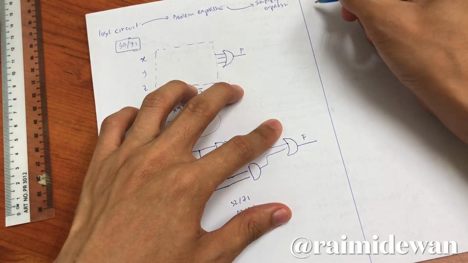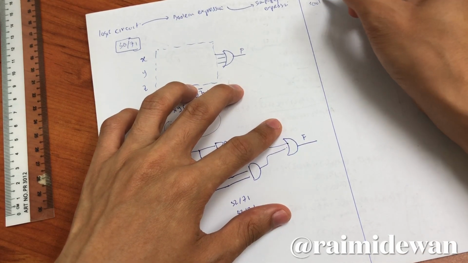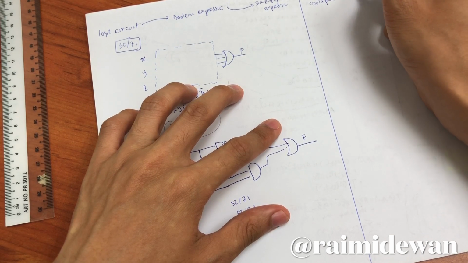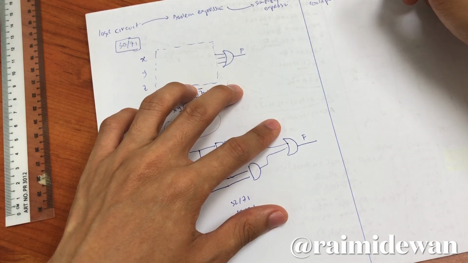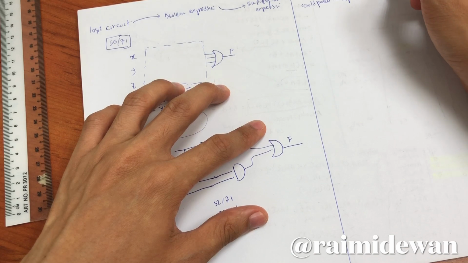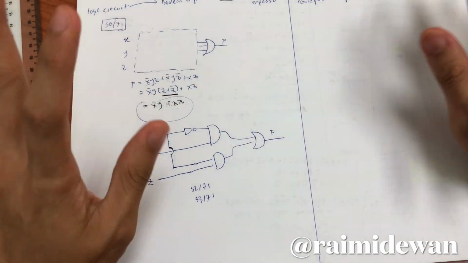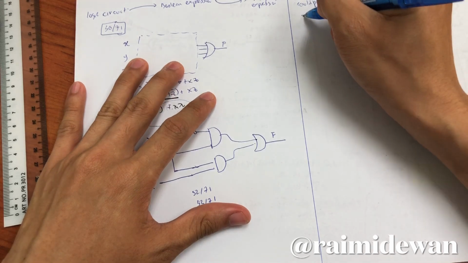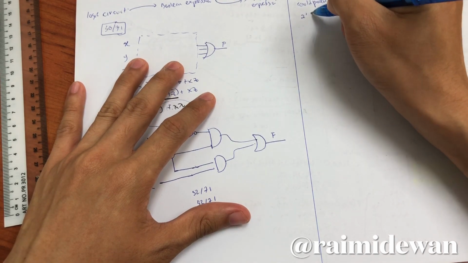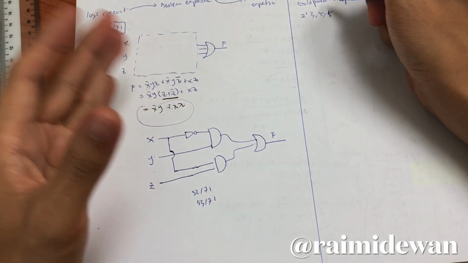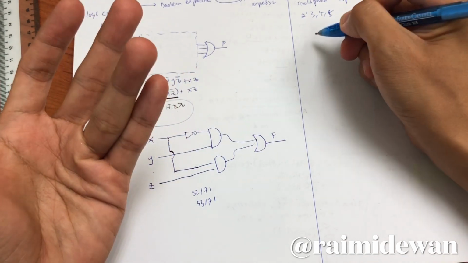SOP or POS expression. K-map can be used for expressions with 2, 3, 4, 5 variables. So how many cells do you predict you're going to have?